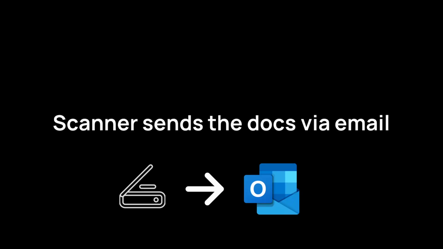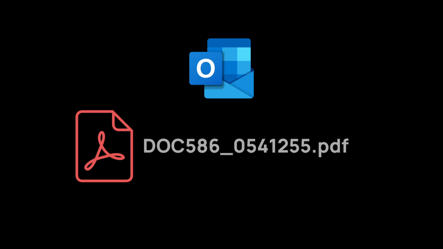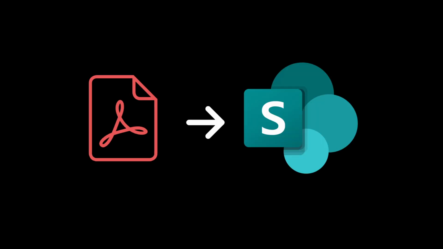Scanner is set up to send you an email whenever you scan a doc. The attachment is named wrong, of course, and you need to place the doc into the right folder on SharePoint depending on what type of document it is. Am I getting close? If I am, then stick with me because I have a huge time saver for you.